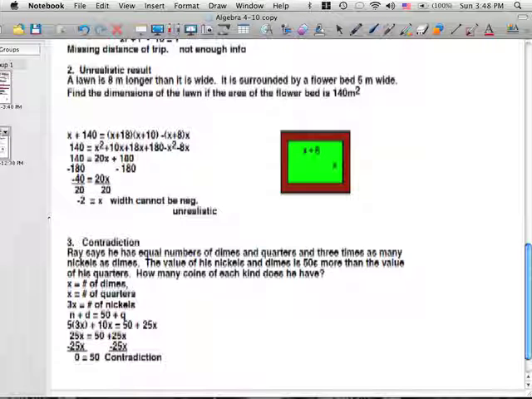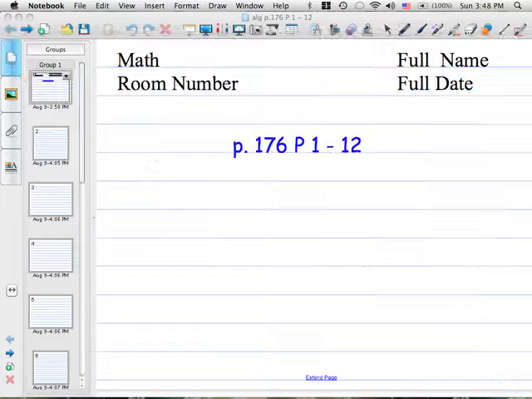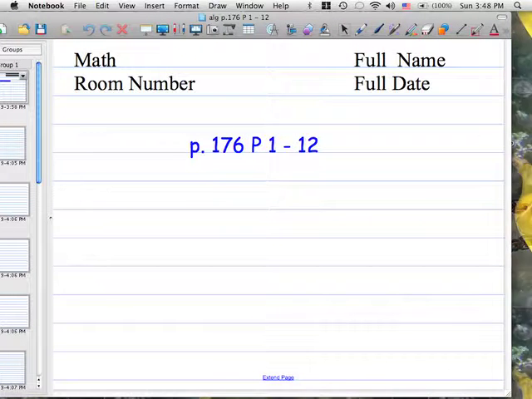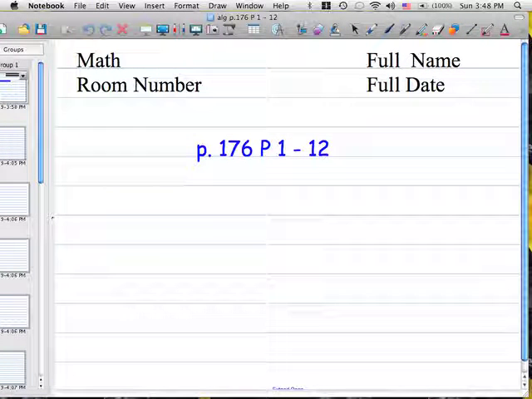When done, you need to get your paper for your assignment and turn to page 176. On 176, we're doing problems 1 through 12. After you have your paper, skip a line, you have the title. We're doing number 2.